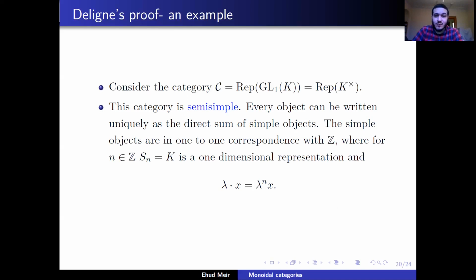And the simple objects are in one-to-one correspondence with elements of Z, where for n in Z, the simple object S_n is just K, a one-dimensional representation, where the action is given by lambda acts on x by multiplying by lambda to the n. So we just have different weights basically here of this lambda. This is, of course, a very trivial case of the more sophisticated theory of representations of SL_n(K) and GL_n(K). But here the good thing is that we can relatively easily describe what's going on.